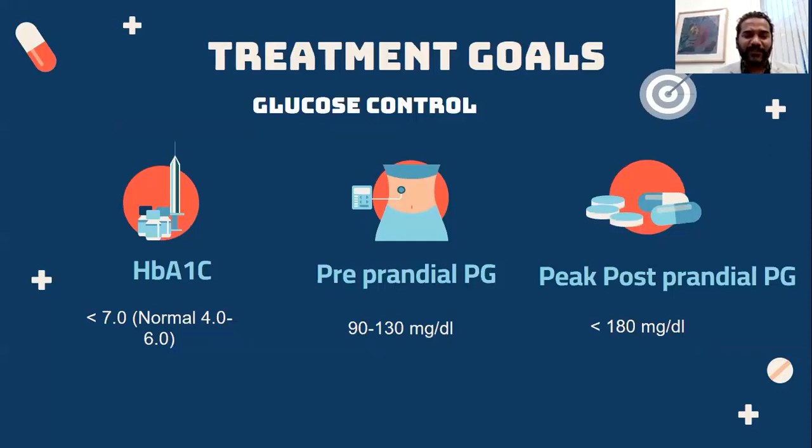Goals means what doctor and patient want to achieve with a proper therapy. So first is the HbA1c parameter. The goal of therapy is to take it below 7, fasting or preprandial plasma glucose between 90 to 130, and peak postprandial glucose level should be less than 180. So these three are the most important goals. Next slide.